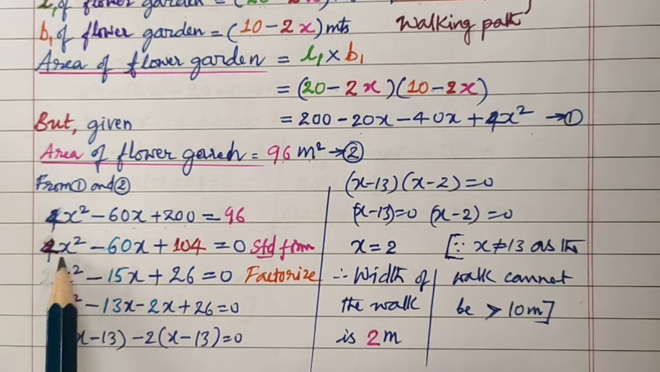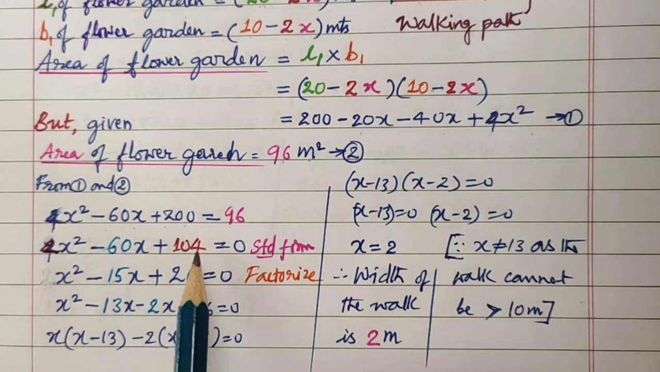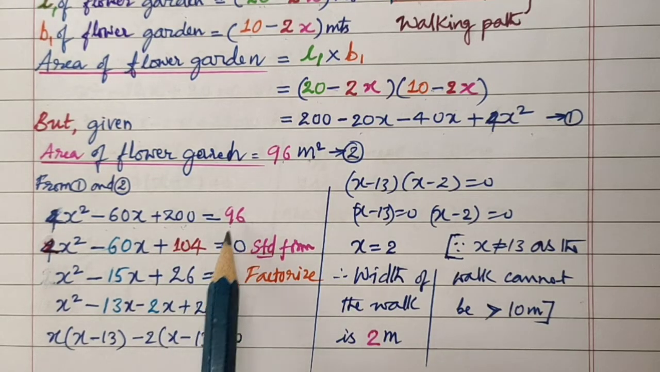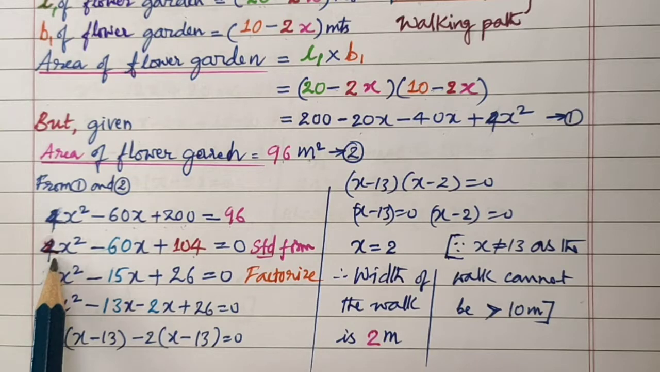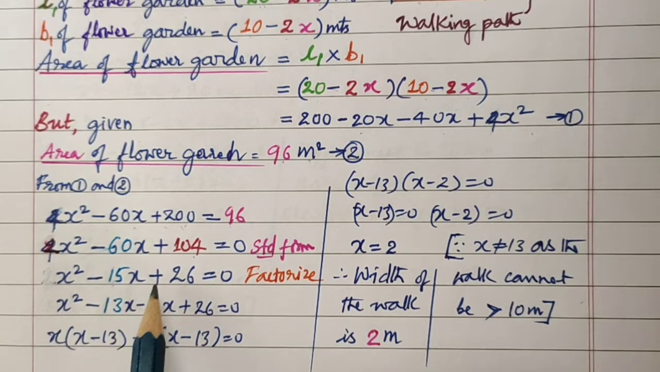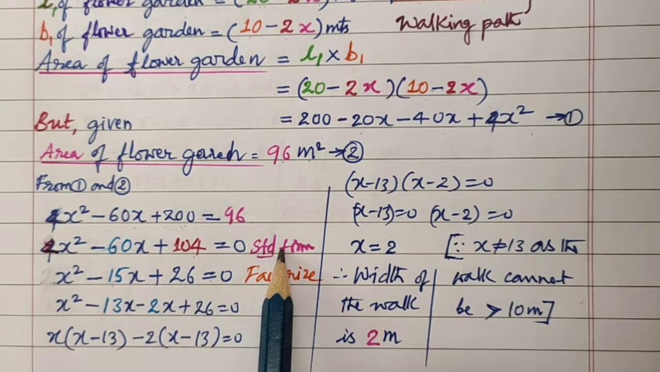Then you bring this one this side, that becomes 200 minus 96, which is 104. Then divide the whole thing by 4. x square minus 15x plus 26 equal to 0. This is in the standard form of a quadratic equation.